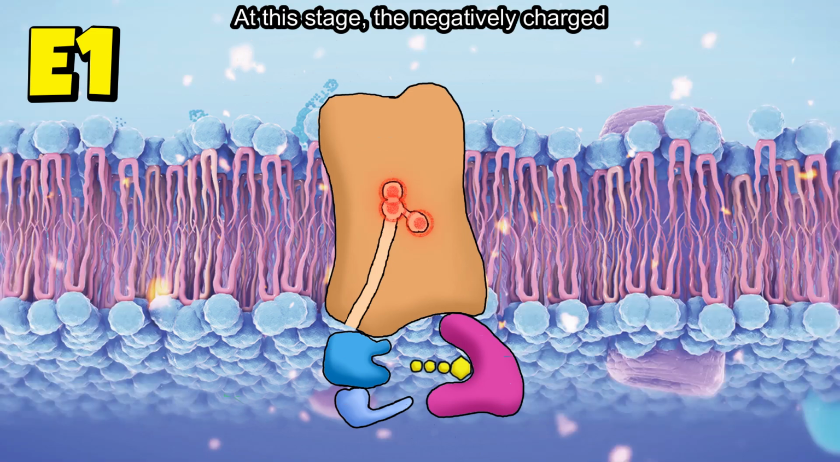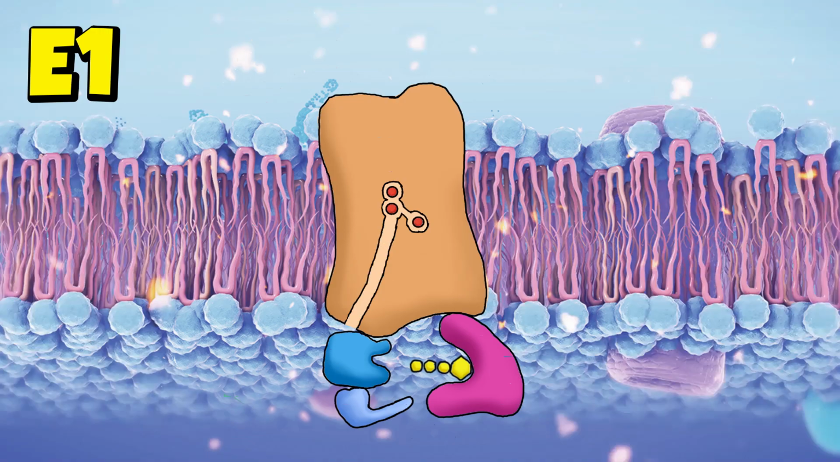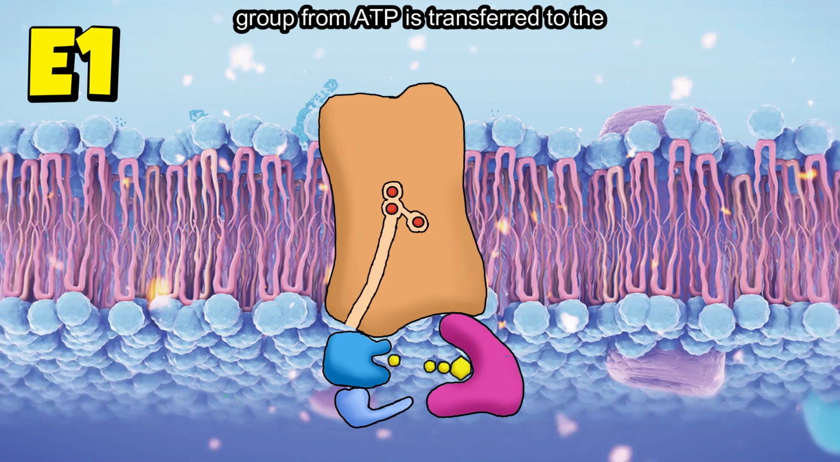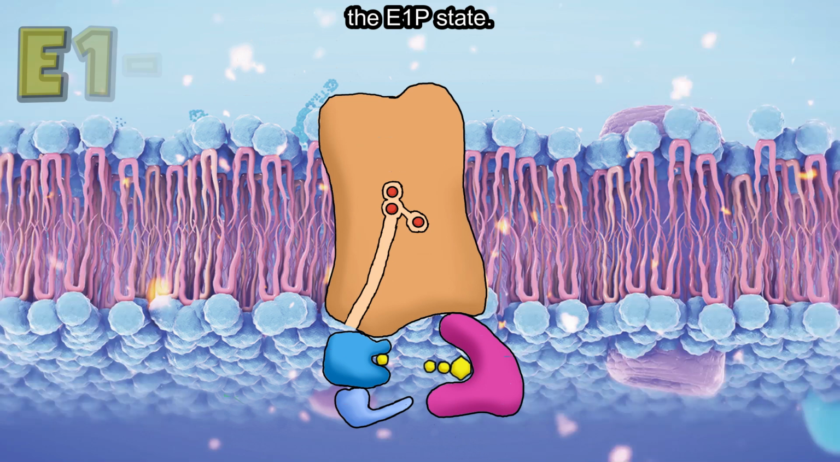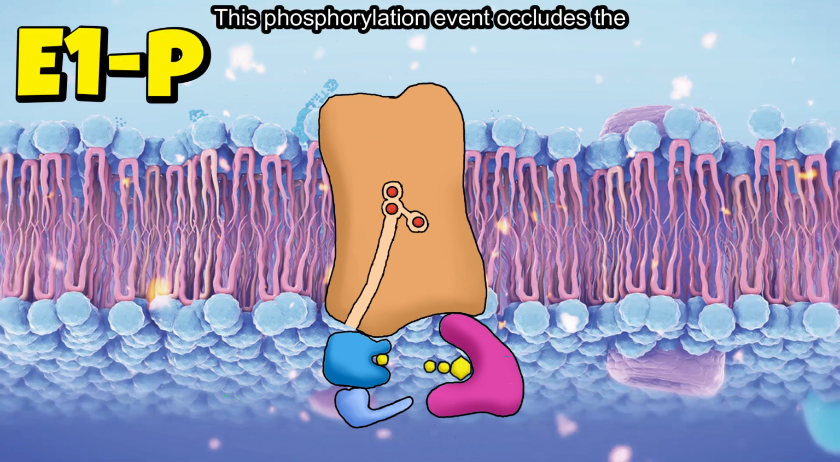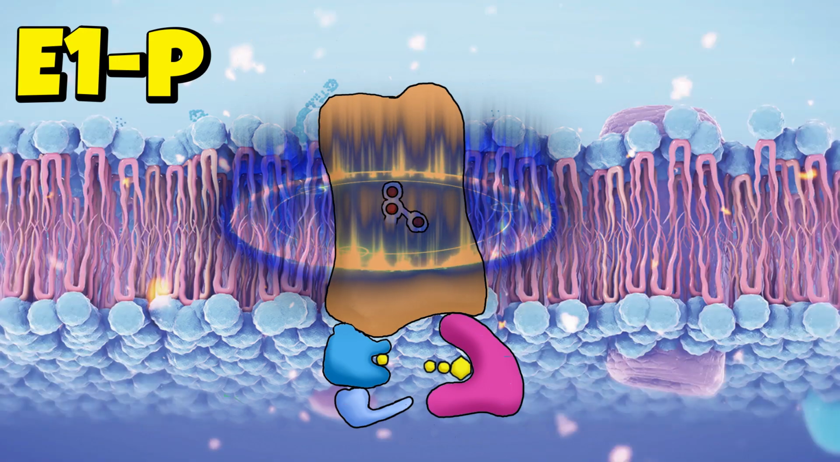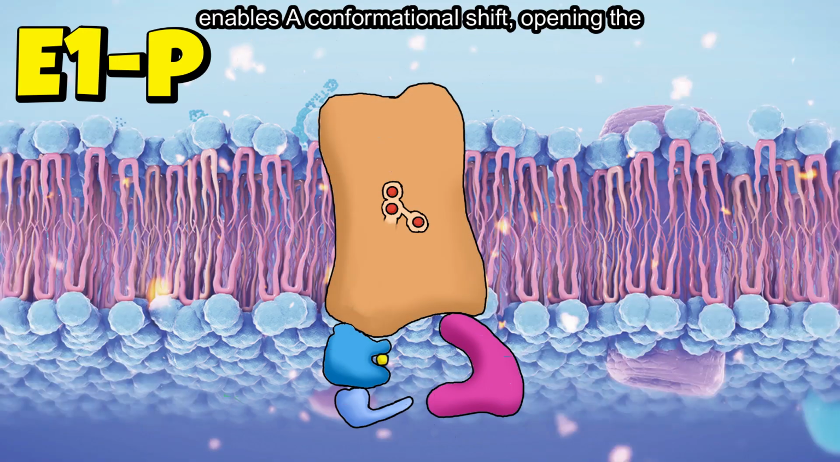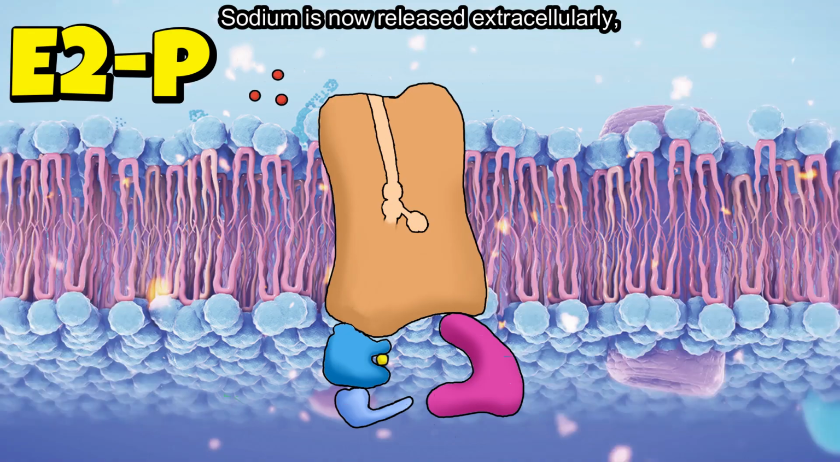At this stage, the negatively charged binding sites lined with aspartate and glutamate residues have a high affinity for sodium ions. Following the sodium binding, a phosphate group from ATP is transferred to the aspartate residue in the P domain, creating the E1P state. This phosphorylation event occludes the inner gate, trapping the bound sodium ions within the protein. Subsequent ADP release enables a conformational shift, opening the outer gate. Sodium is now released extracellularly, moving against its concentration gradient from lower to higher concentrations.